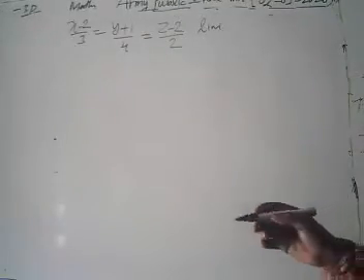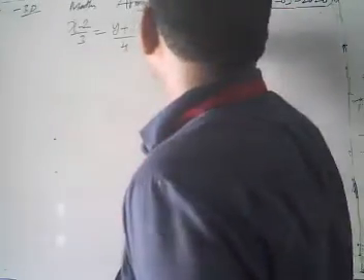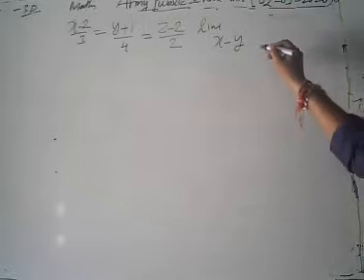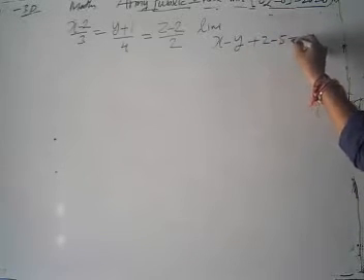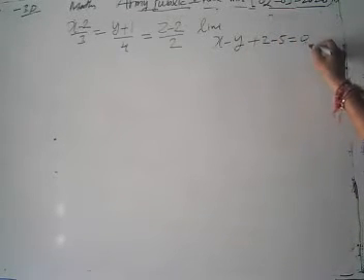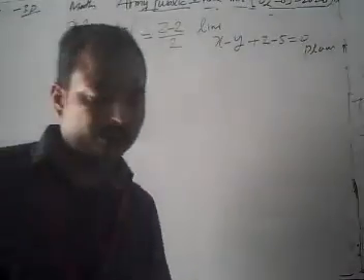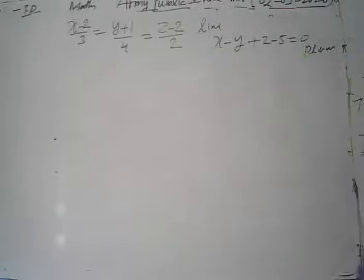Intersect the plane. The equation of plane is what? It's x minus y plus z minus 5 equal to 0. This is our equation of plane. Now look, we have to find out what? First of all, we have to find out the coordinate of the point of intersection.